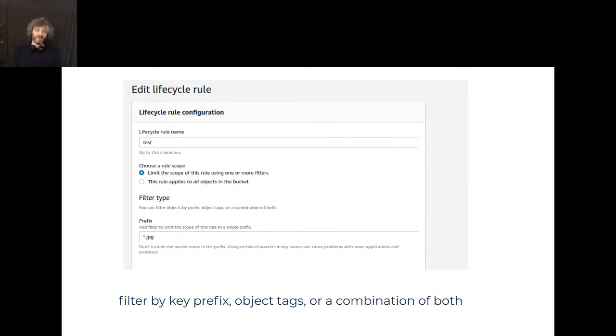What you cannot do is just randomly distribute the objects in your bucket and then say, oh, I want to delete all the JPEG files. That doesn't work. That is quite costly. It's not going to work.